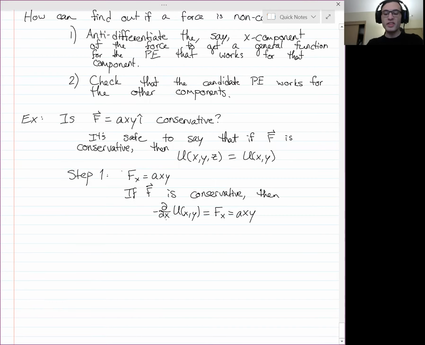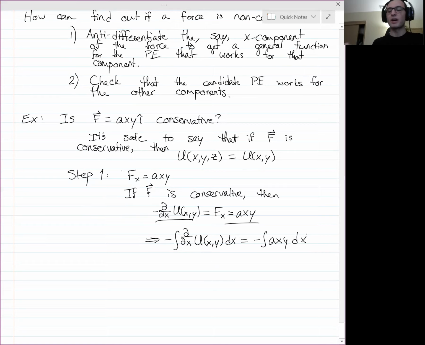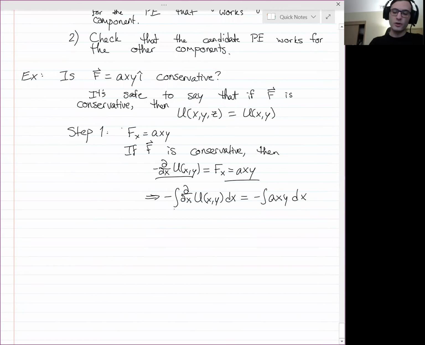So if it's conservative, then this statement is true, right? Then there's some function U that satisfies this property, that this is equal to this. That means that we can just do the integral and stick a negative sign in front. That implies that negative partial of U of X and Y with respect to X equals negative AXY with respect to X. Now, the important part here is that we're integrating with respect to X. So anti-differentiating. Usually when you anti-differentiate, you add a constant, right? If I have f of X dx, this will be equal to some other function of X plus C.